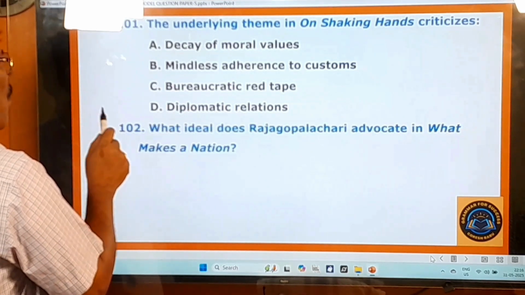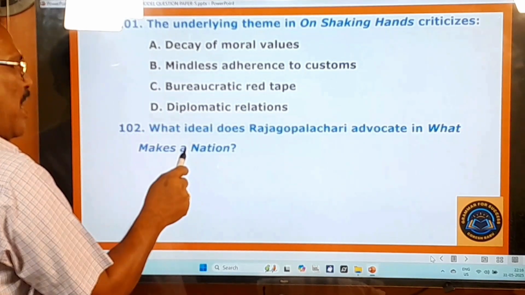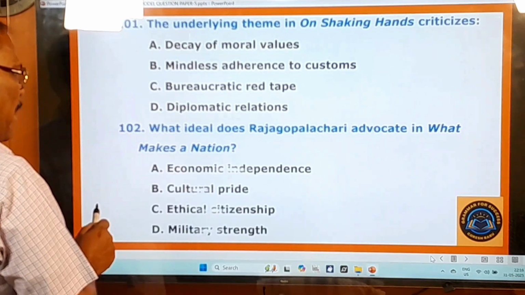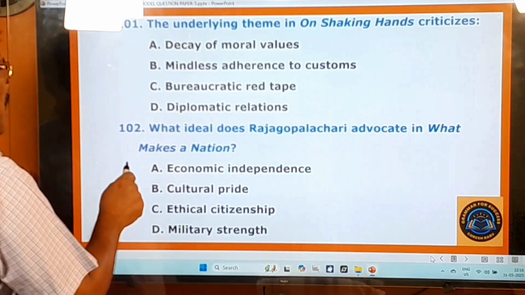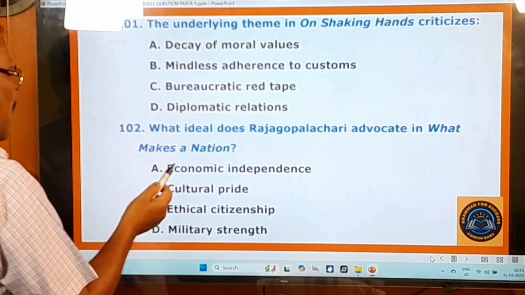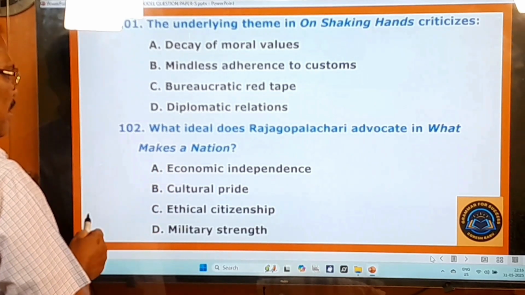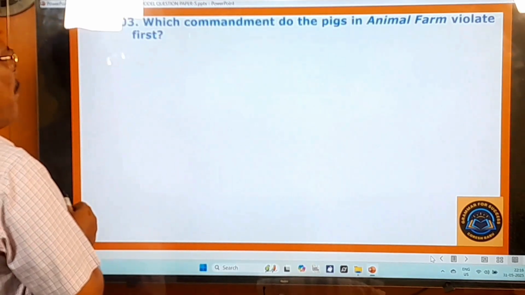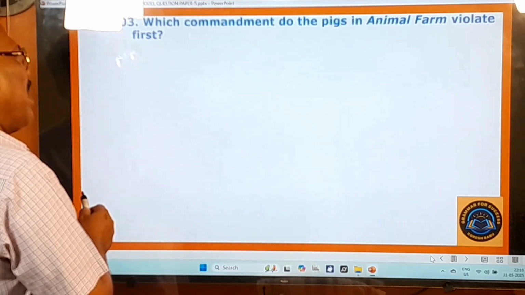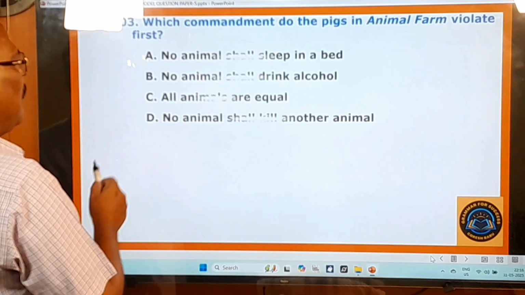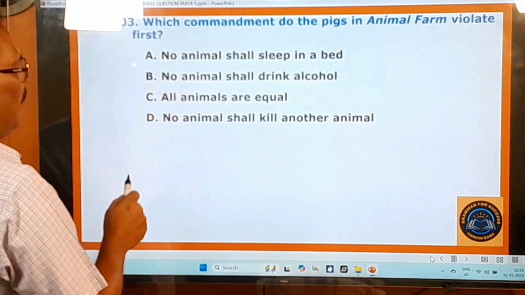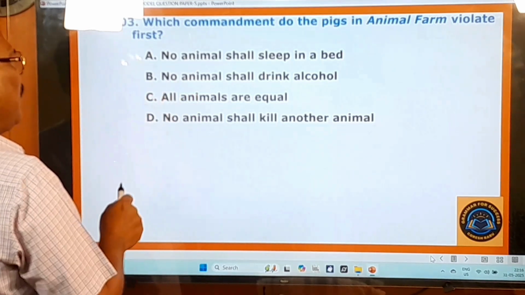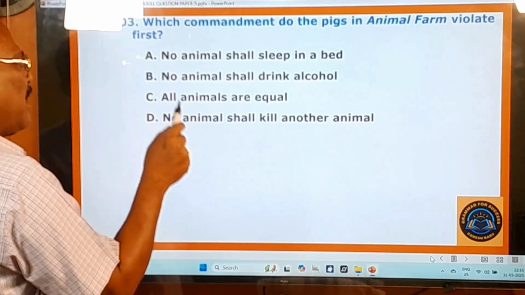102nd question. What ideal does Rajagopalachari advocate in What Makes a Nation? Economic independence, cultural pride, ethical citizenship, military strength. 103rd question. Which commandment do the pigs in Animal Farm violate first? No animal shall sleep in a bed. No animal shall drink alcohol. All animals are equal. No animal shall kill another animal.